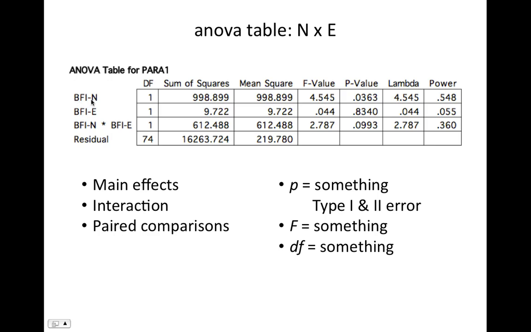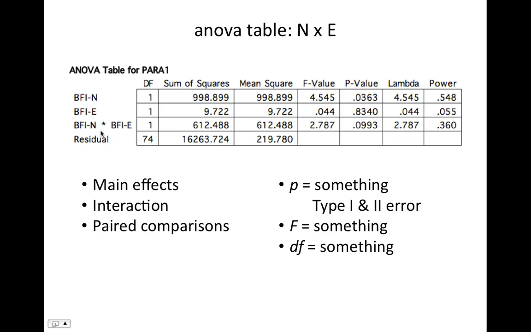If we take a look at the first row here, this BFI N stands for neuroticism, and this is the main effect of neuroticism. The F value for the main effect of neuroticism is 4.5. The p level is 0.036. We'll not worry about lambda and power. Likewise, row 2 is the main effect for extraversion. The F on that is less than 1, and the p is 0.8.